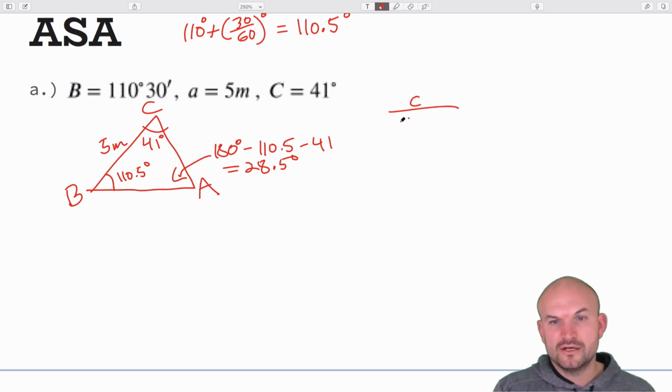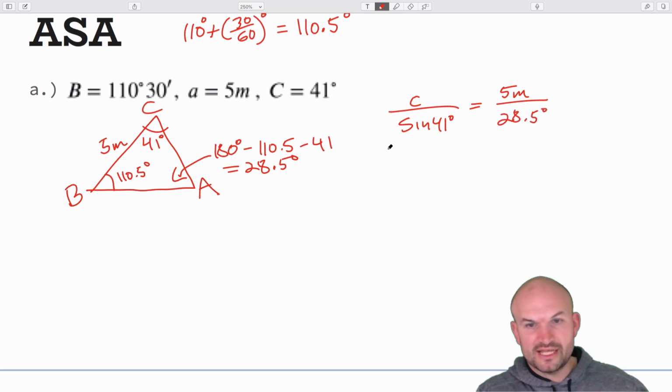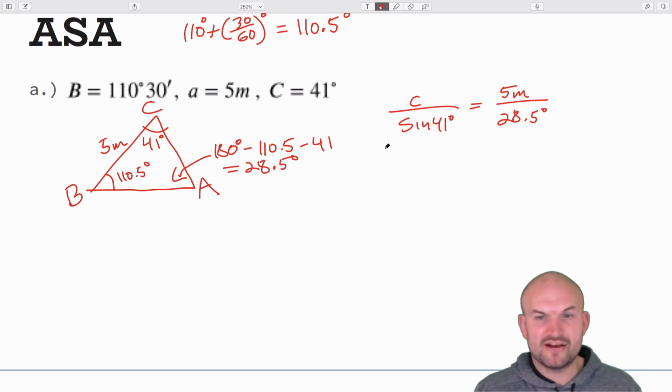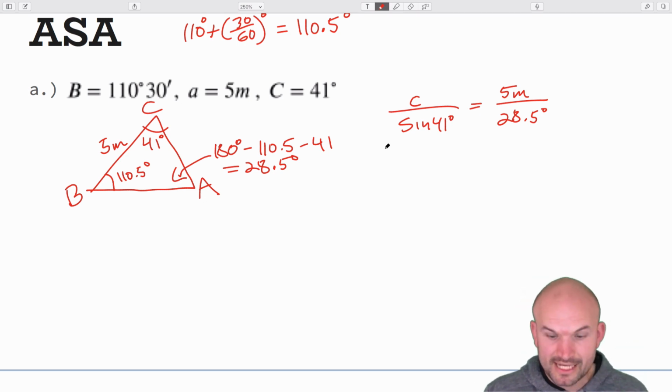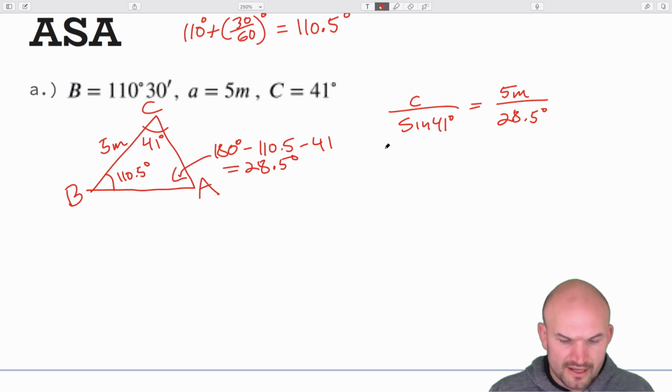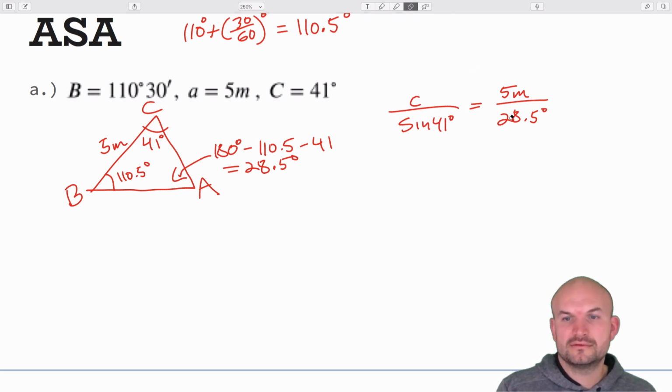So I do C over the sine of 41 degrees is equal to 5 meters over the sine of 28.5 degrees. To solve this, all I'm going to do is multiply by sine of 41 on both sides. So on my calculator, I'm going to type in 5 times the sine of 41, and then I'm going to divide that by the sine of 28.5. I don't know why I didn't write that.